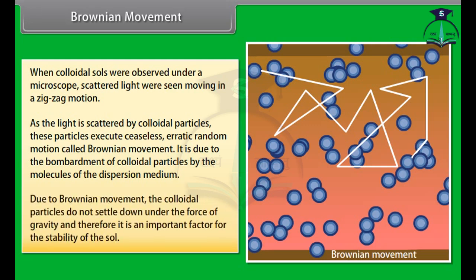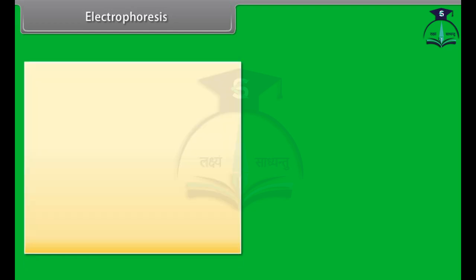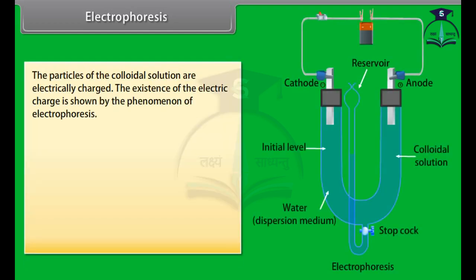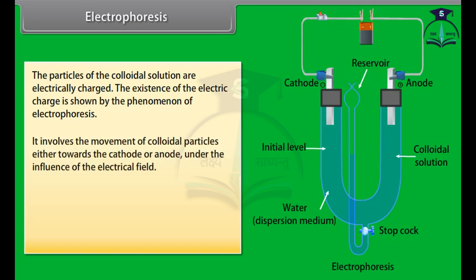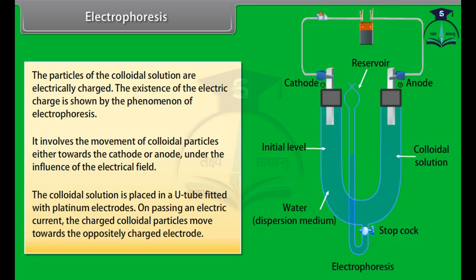Due to Brownian movement, the colloidal particles do not settle down under the force of gravity, and therefore, it is an important factor for the stability of the sol. Electrophoresis. The particles of the colloidal solution are electrically charged. The existence of the electric charge is shown by the phenomenon of electrophoresis. It involves the movement of colloidal particles either towards the cathode or anode under the influence of an electrical field. The colloidal solution is placed in a U-tube fitted with platinum electrodes. On passing an electric current, the charged colloidal particles move towards the oppositely charged electrode.